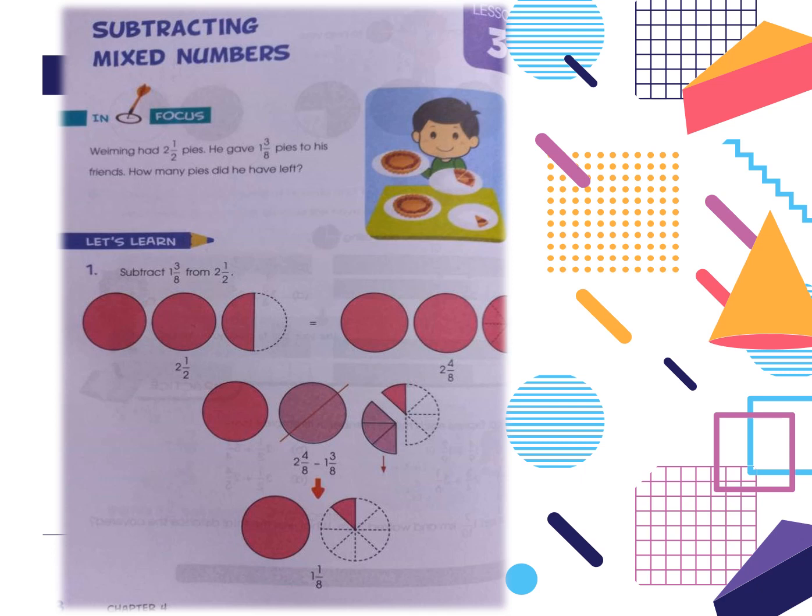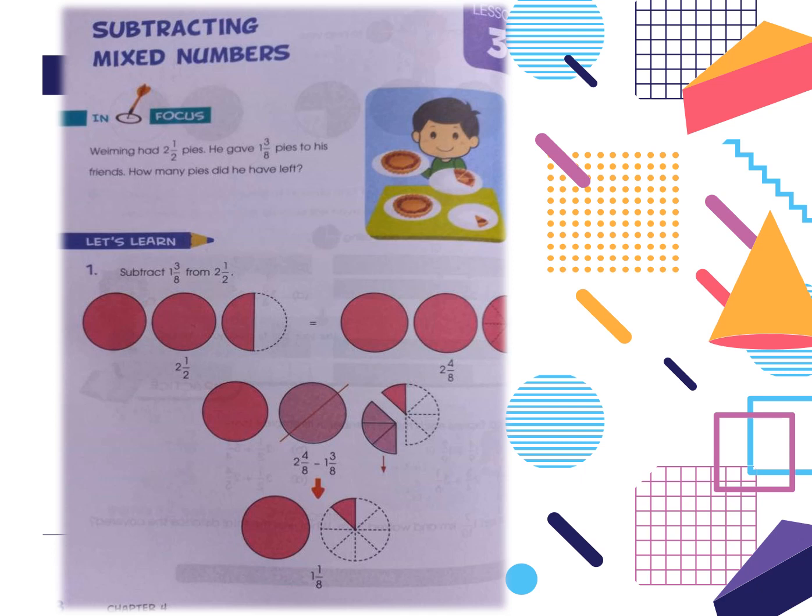First, we have graphically represented 2 whole number 1/2 with the help of 2 circles and 1 half circle. But in order to perform subtraction, we have to make the denominator the same, which we can do by multiplying and dividing 1/2 by 4. So it becomes 2 whole number 4/8. And we have to subtract 1 whole number 3/8 from it.